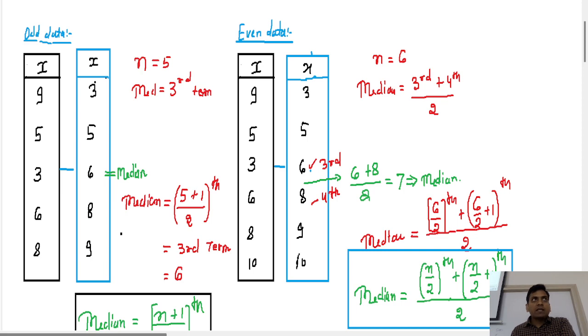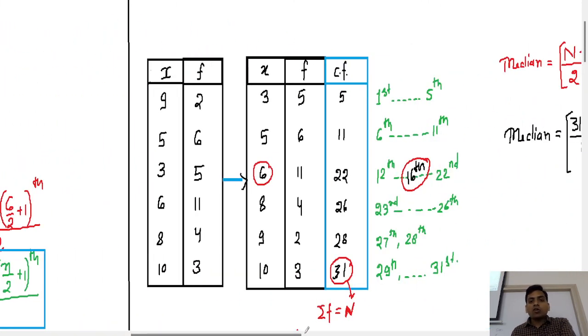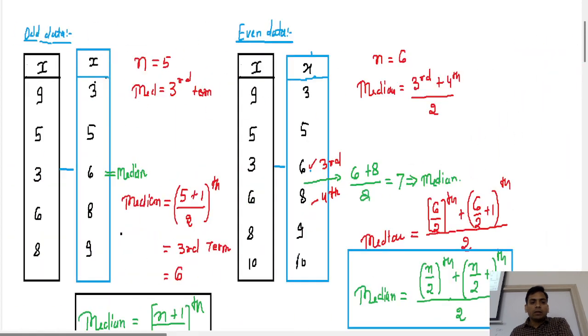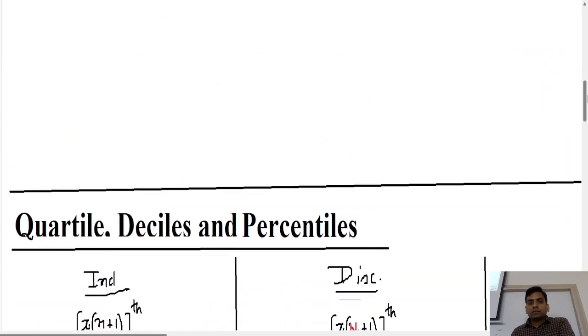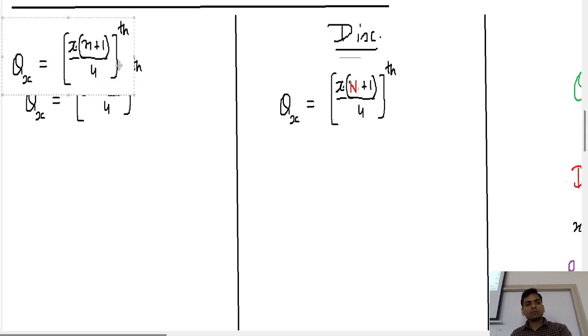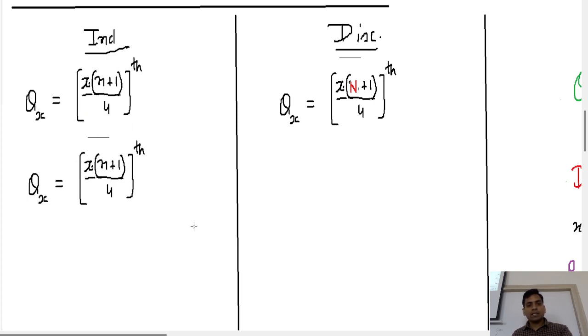In case of discrete data, you have an x column and an f column. So in this case, you will not take the counting of x. You will consider the sum of frequency. So this sum of frequency is considered as capital N. Done? So this is for quartile. Now in case of decile and percentile, next is for decile.